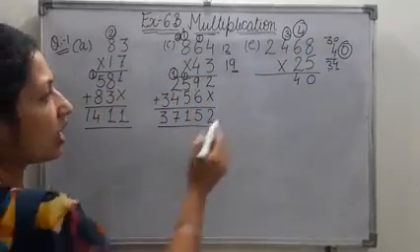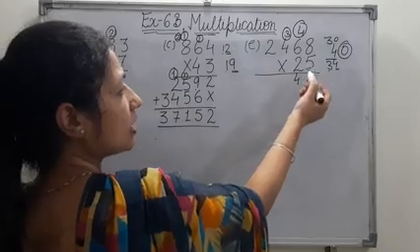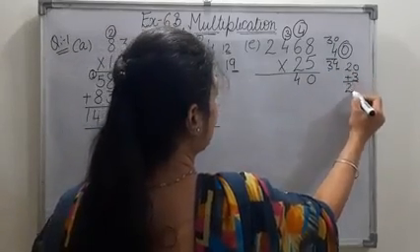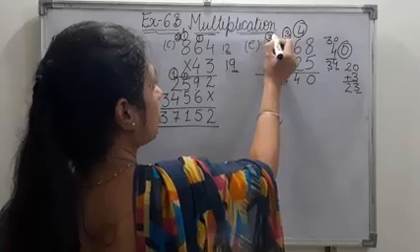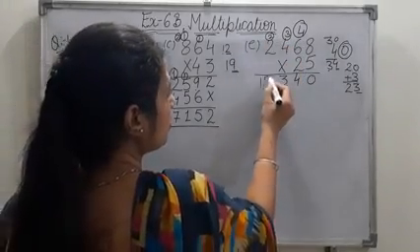Okay. Next we have to multiply 5 4s are 20. 20 plus 3 is 23. So we will write this 3 here and 2 is carried over here. 5 2s are 10. 10 plus 2 is 12.